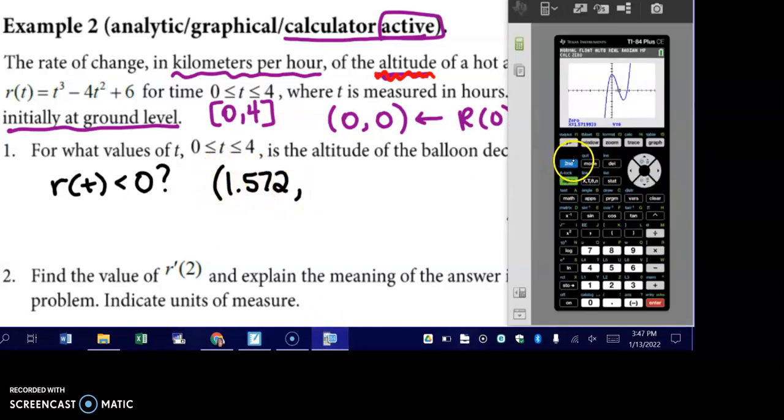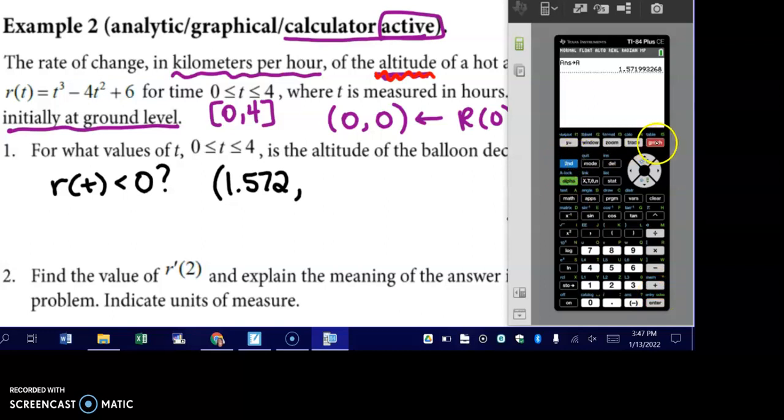And then I'm going to remind you how to store this. So right now, your calculator has this value in its memory, 1.5719933. I'm going to go to my home screen, so second quit, and I'm going to store this as alpha A, just so that I have it.